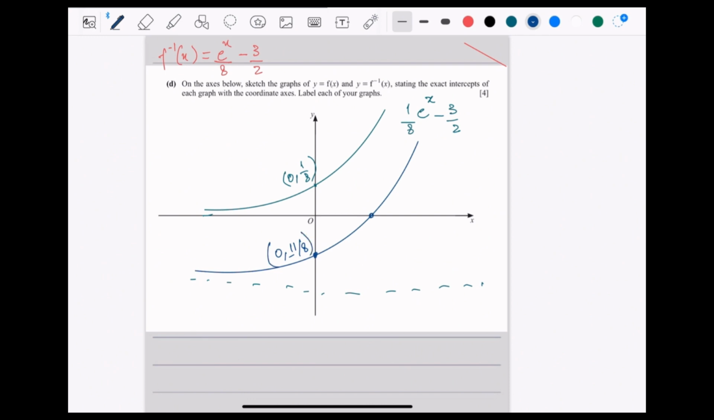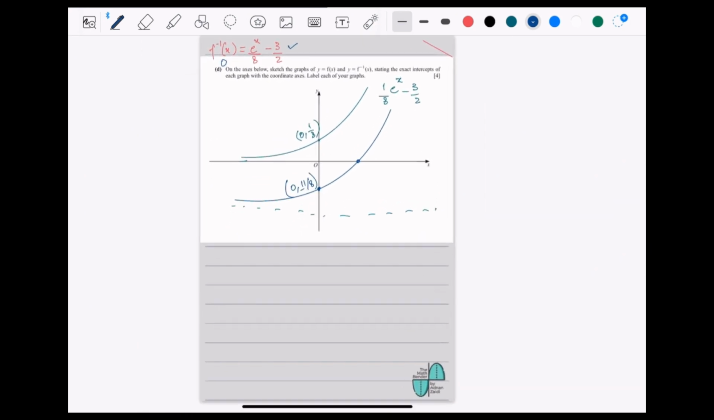If you want to find this, if you replace y with 0, this is going to be 3/2 equals e to the power of x over 8, and 24/2, which is 12, equals e to the power of x, and x is equal to ln 12. This point here is ln 12 comma 0.